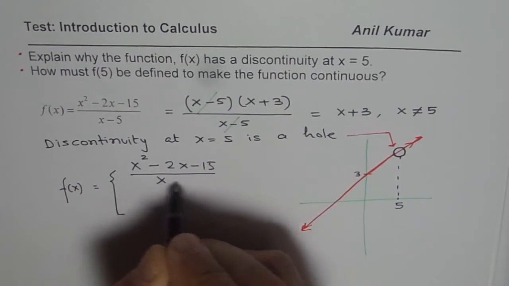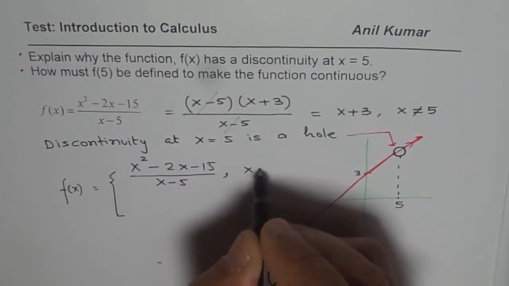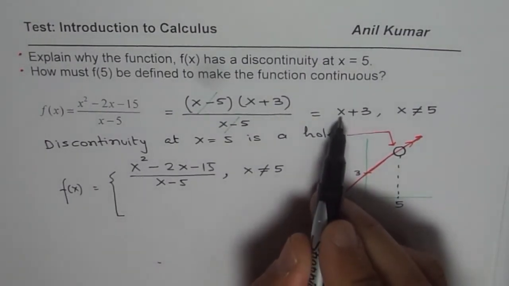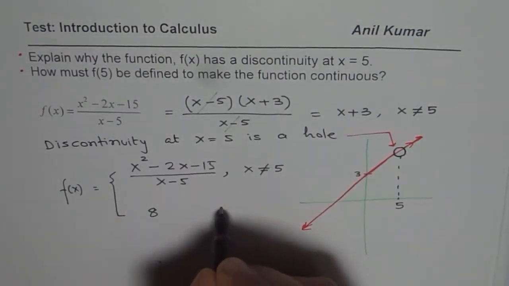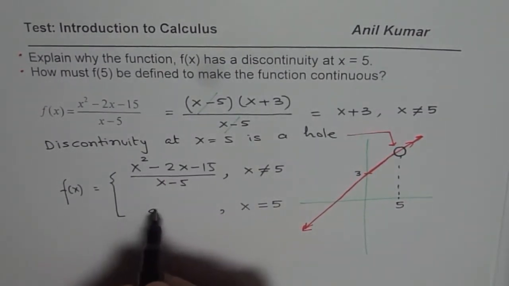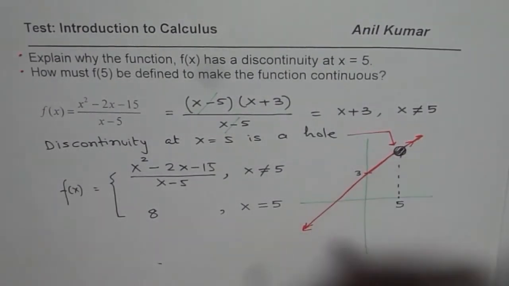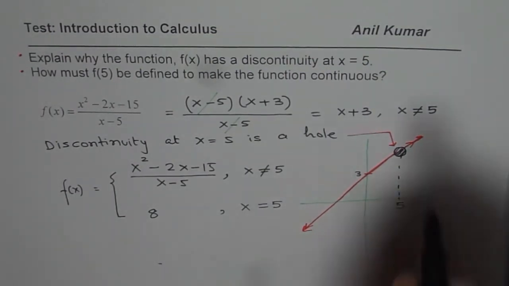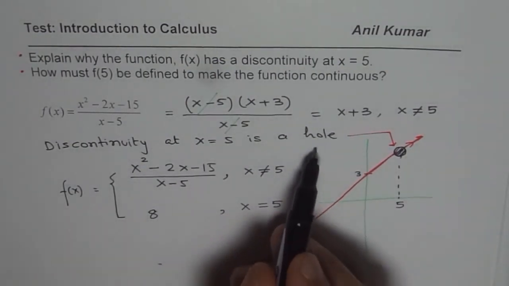Anyway, this is how you should be defining your function. We have the given function, and you should say this applies for all x values but not for 5. And then for 5 you can write the value. If I substitute 5 here, I get 8, right? So write f of x equals 8 when x is equal to 5. In that case, if I do this piecewise function, then I fill it up, right? So if I fill it up, it becomes continuous. That is how you can redefine your function by plugging in the hole.